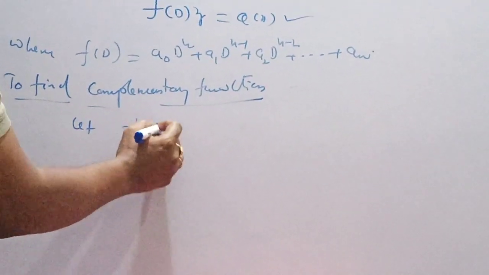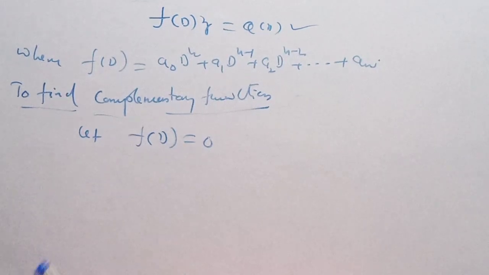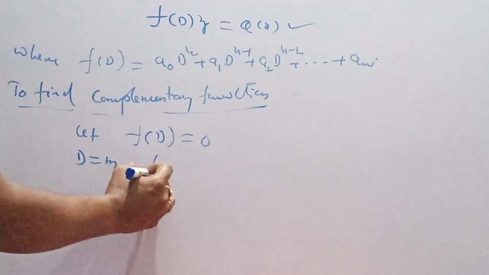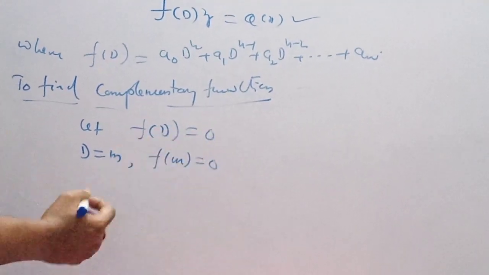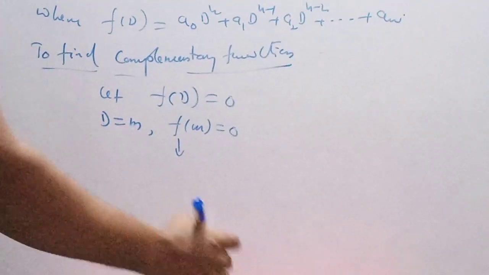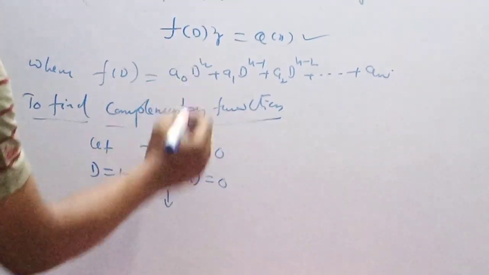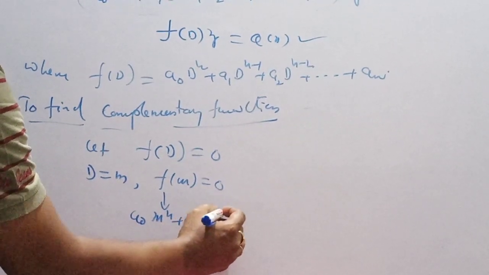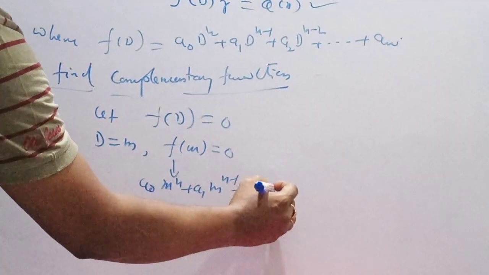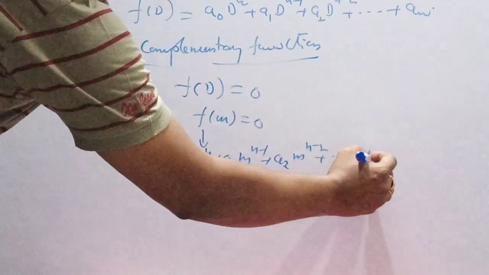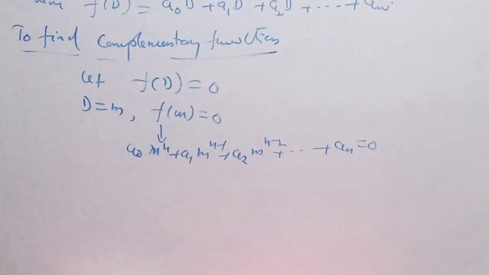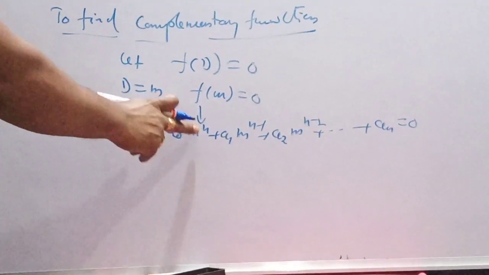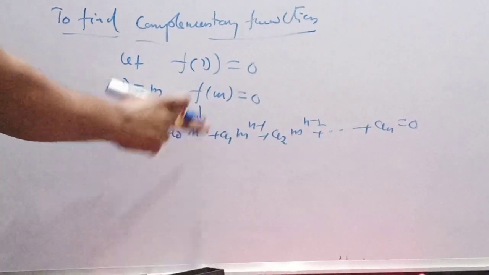Let f of D equal to 0. Now we can assume D equal to small m. Then it becomes f of m equal to 0. So we have a polynomial, an equation in terms of m, that is a0 m power n, a1 m power n minus 1, a2 m power n minus 2, plus so on, an equal to 0. So it is an nth degree equation of m.